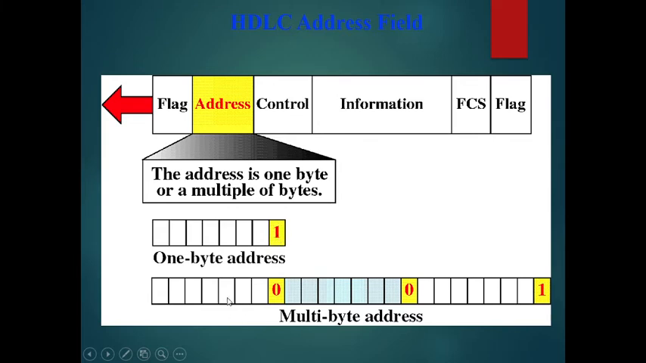Whereas in the case of a multi-byte address, make sure that the byte has to end with the 0. So if the receiver is seeing a 0, it has to understand that again some bytes are going to arrive. If it sees a 0, it should be ready for the reception of the next byte, and always the last address byte should end with 1. That is the concept. If it is a 1-byte address, it should end with 1, and if it is a multi-byte address, each of the bytes has to end with 0, and only the last byte has to be 1. So this is the concept of the address field.